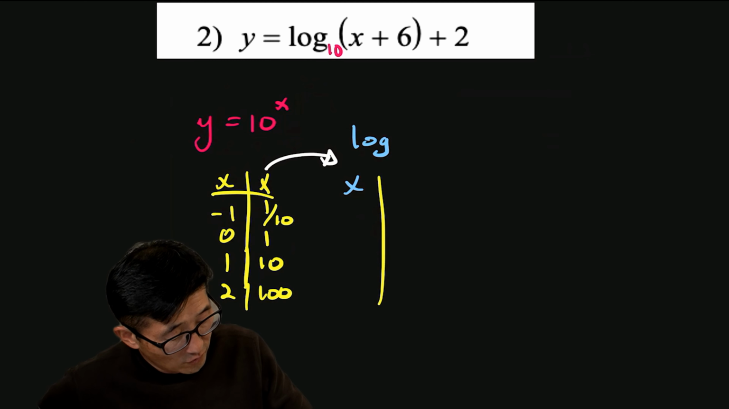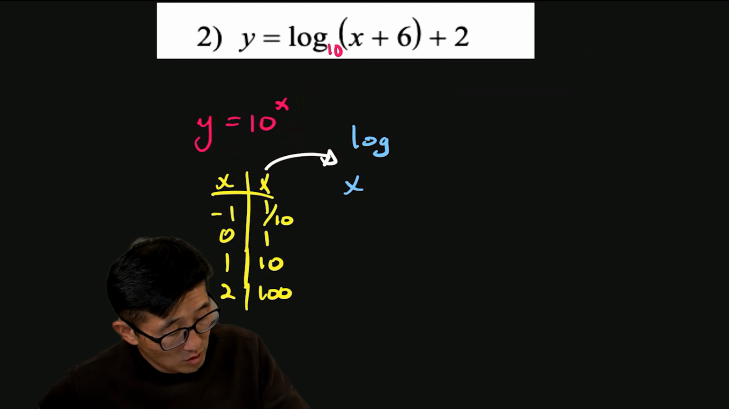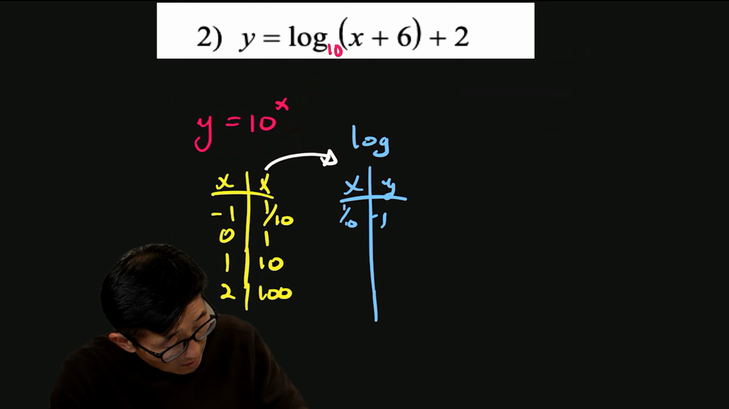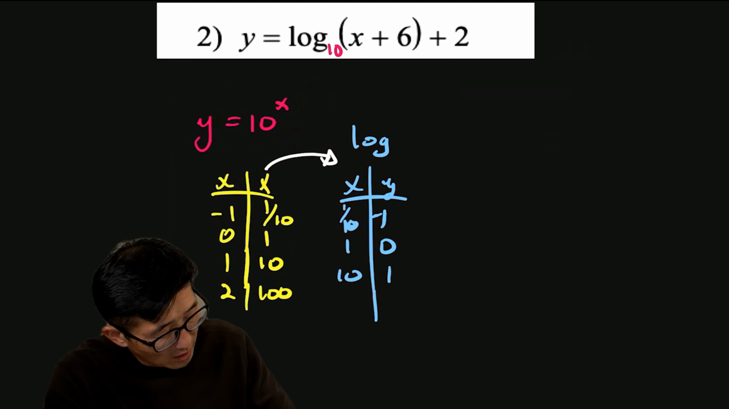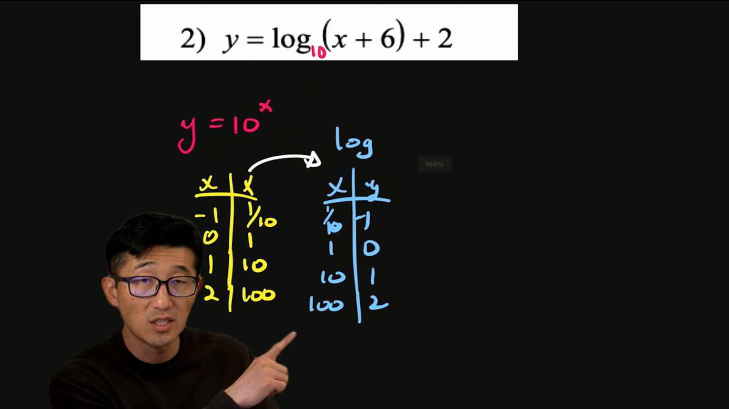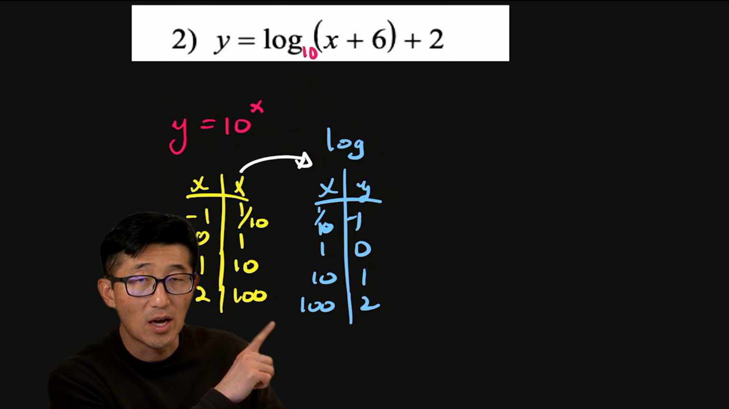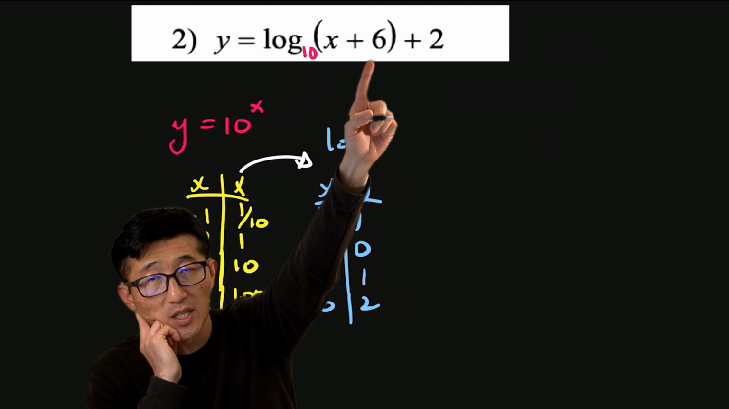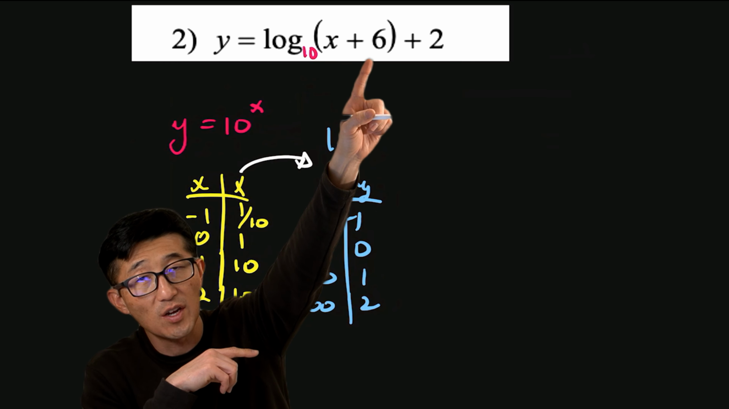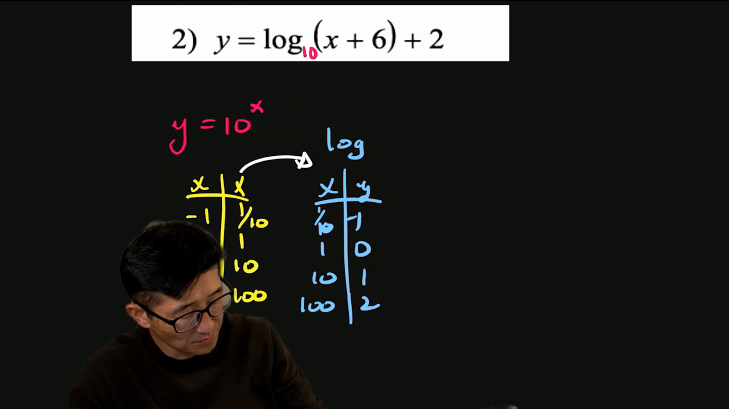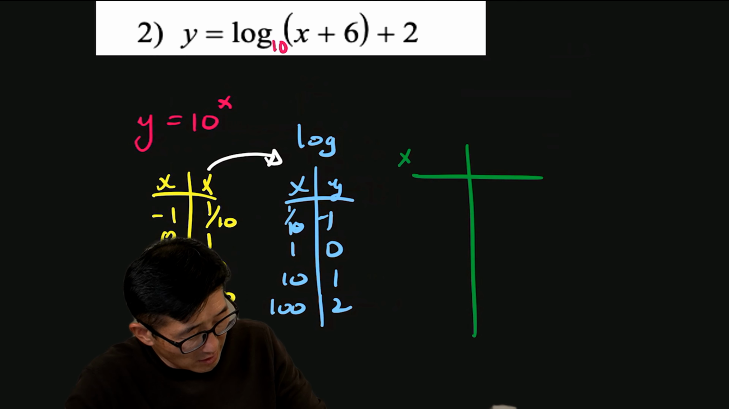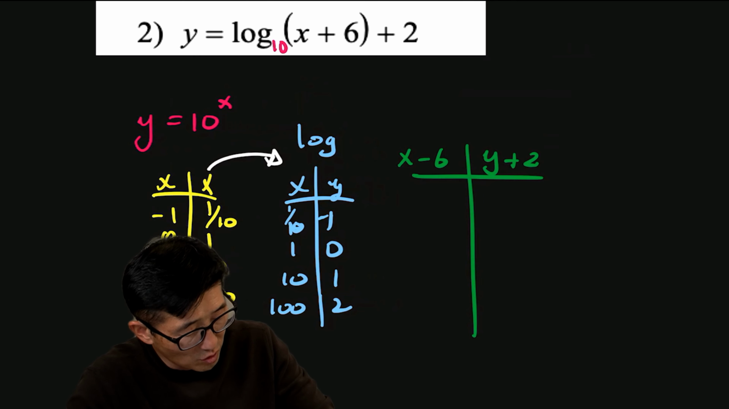Okay, and then we're going to flip these into their inverse coordinates. So it'll be 1/10, negative 1, and then 1 comma 0, 10 comma 1, and 100 comma 2. So these are your log coordinates. But now you have to apply the transformation. Anytime you have a parenthesis with x being positive, whatever number you have there, you go the opposite direction on the x-axis. I'll show that in green by writing x minus 6 and y plus 2. This is your vertical shift.